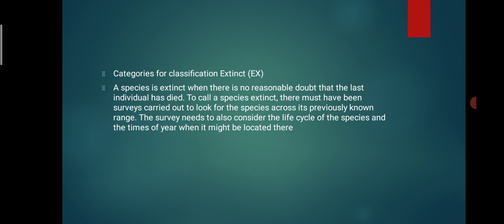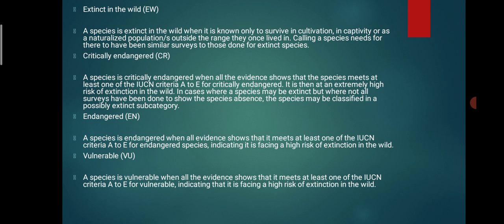The categories for the classification. Extinct: a species is extinct when there is no reasonable doubt that the last individual has died. To call a species extinct, there must have been a survey carried out, looking for the species across its previously known range. The survey needs to also consider the life cycle of the species and the time of year when it might be located there.